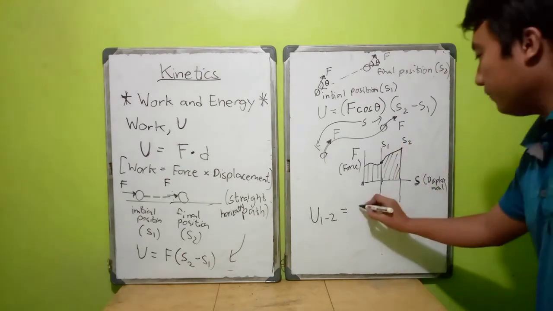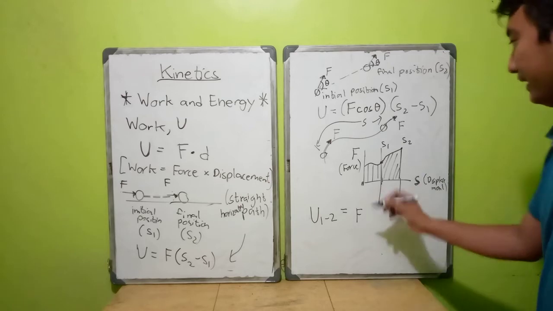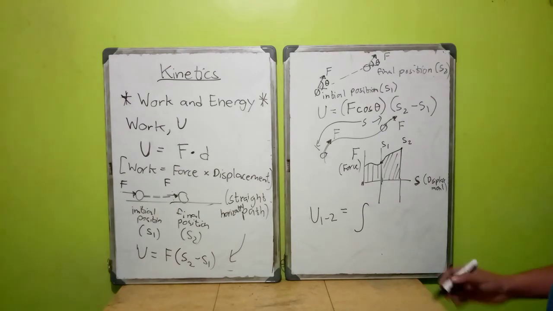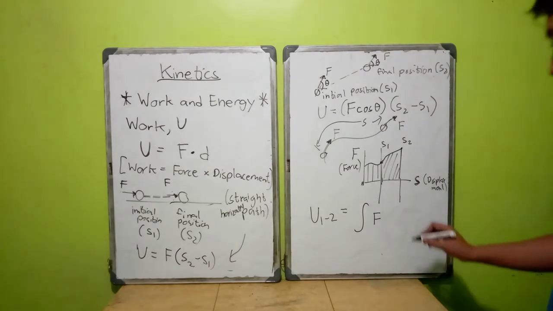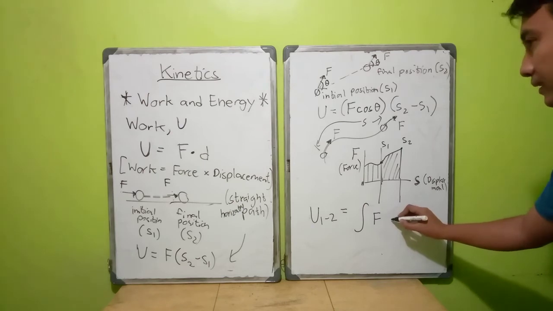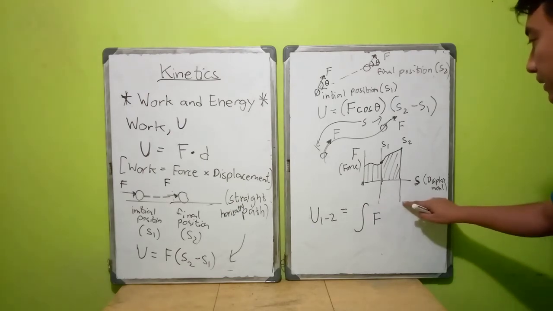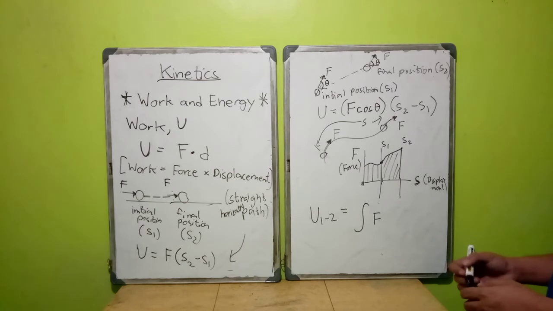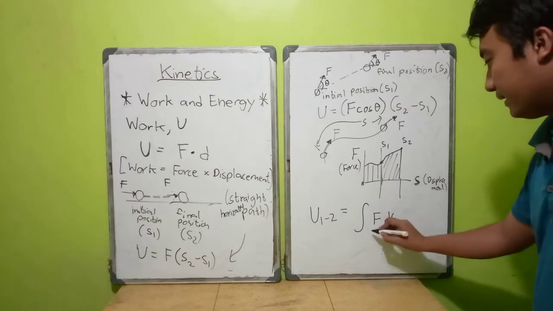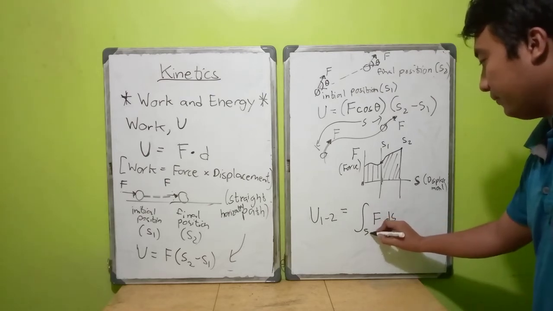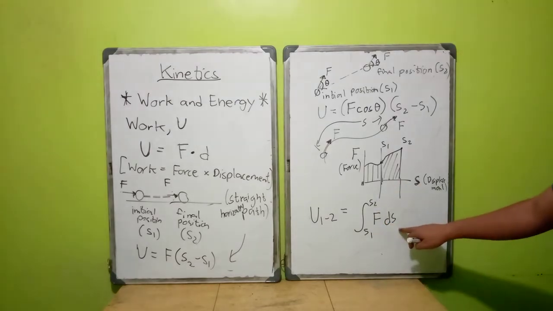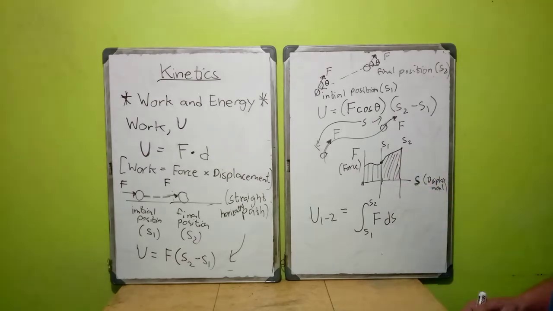the work from 1 to 2 is equivalent to the integral of F ds, with the upper limit S2 and the lower limit S1.